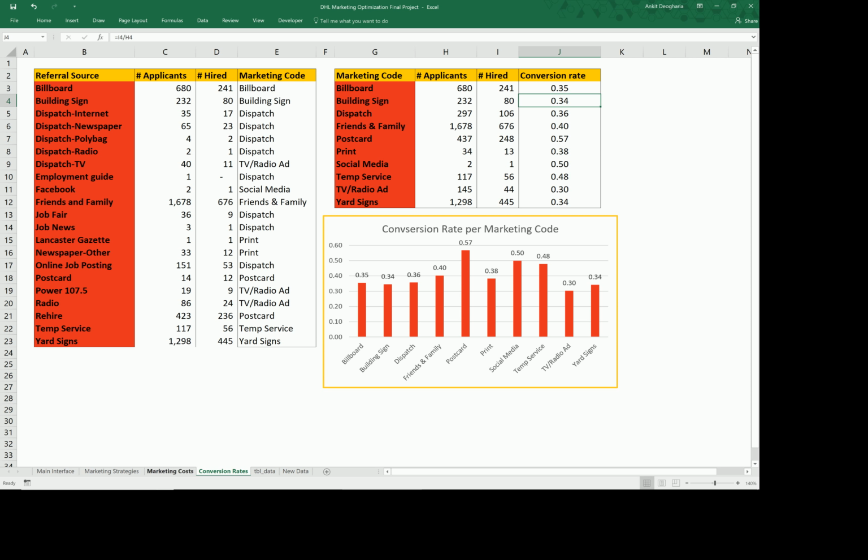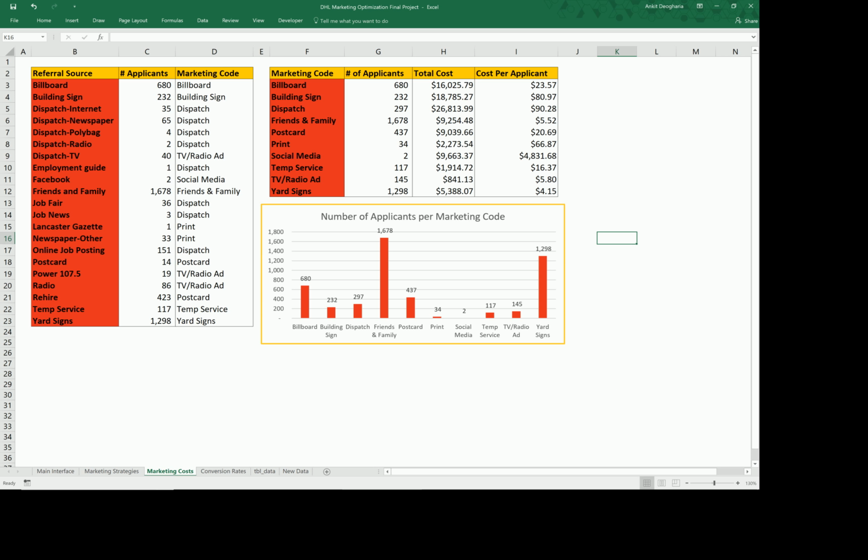Now the next sheet that I'd like to demonstrate is the marketing costs. So again, there is a table of referral sources and applicants, and there's a similar table of marketing codes. The difference here is that it has not only the number of applicants, but the total cost associated with each platform, and most importantly, the cost per applicant.